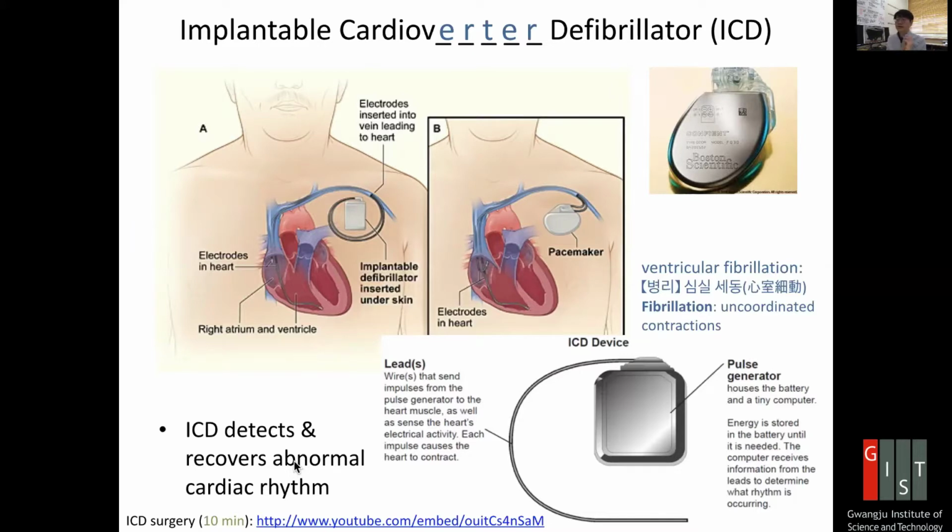To implant this device, a patient needs surgery, and I found this helpful YouTube video for ICD surgery. I hope you can watch this and see what the medical process looks like, and what kind of biomedical devices and instruments are necessary for this procedure.